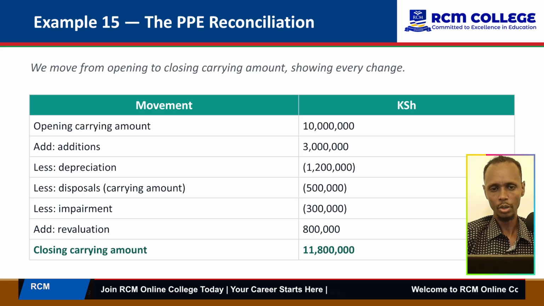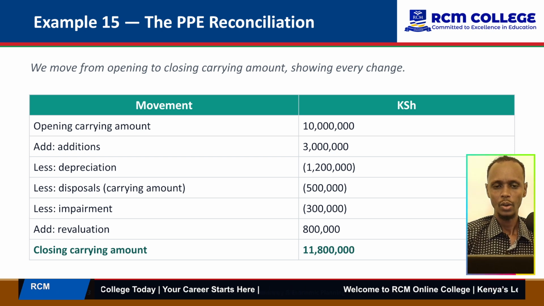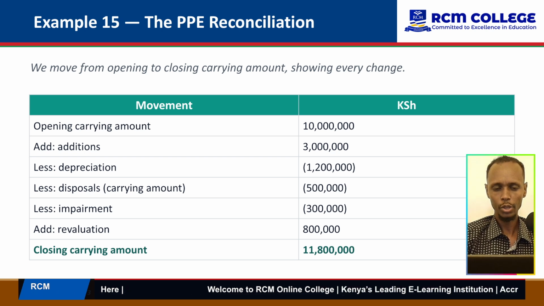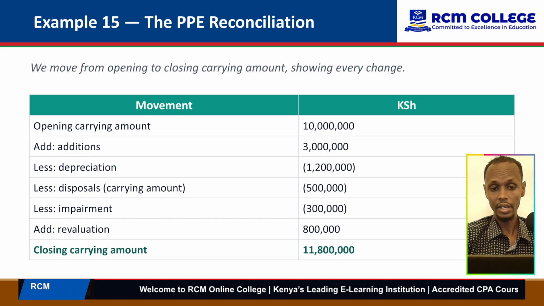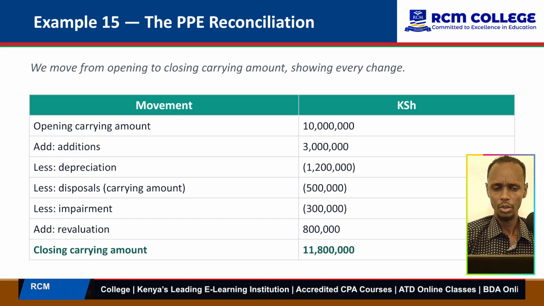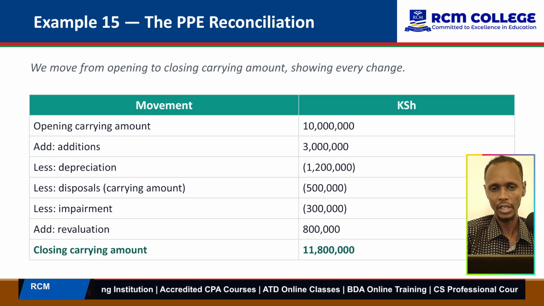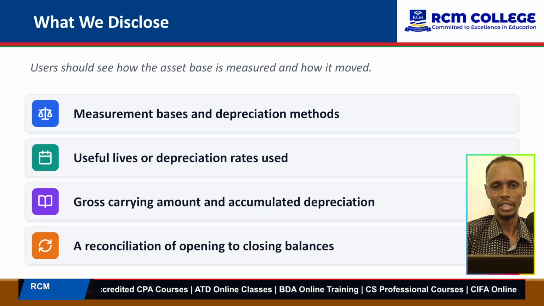First, this is the PPE reconciliation. We start with the opening, we add the additions, we less depreciation, less disposal, less impairment, add revaluation, and you get a carrying amount. This is logical. You always start with the opening balances, and this note is also available in our reporting templates.